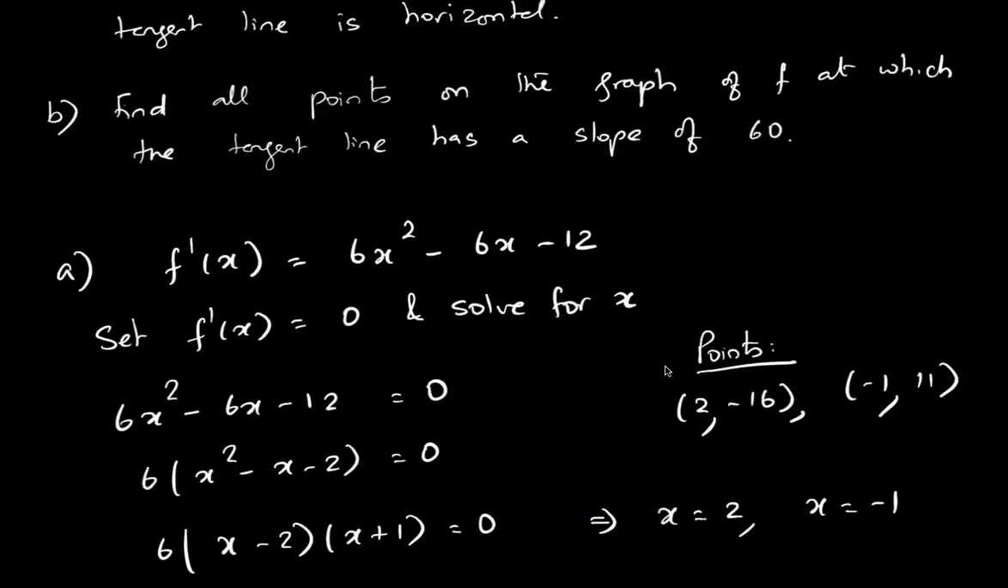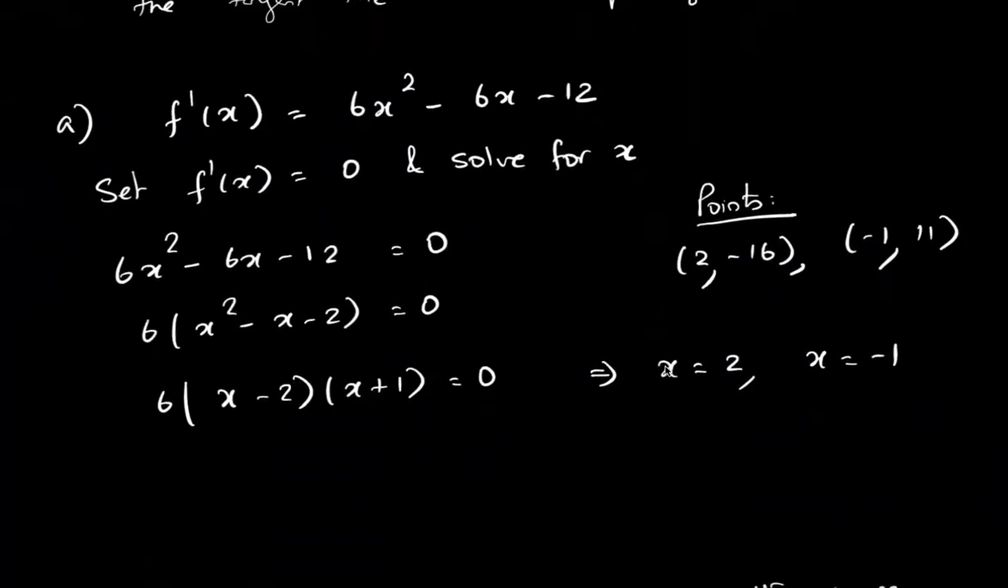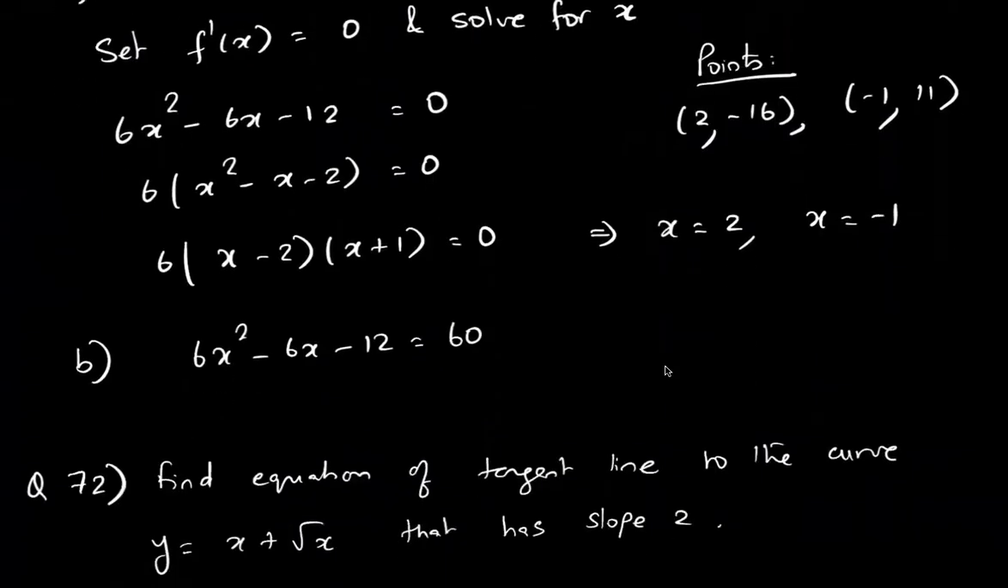In the next, it's asking you, where does it have a slope of 60? So you repeat the same process. You take your f prime and set it equal to 60 now, okay? All right, and then I'm going to solve it. So I bring everything over to the left-hand side, and then I factor the 6 like I did before.